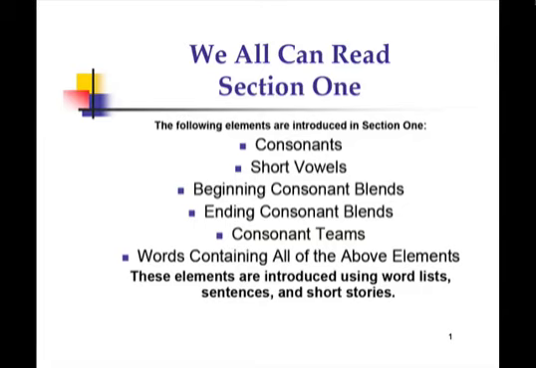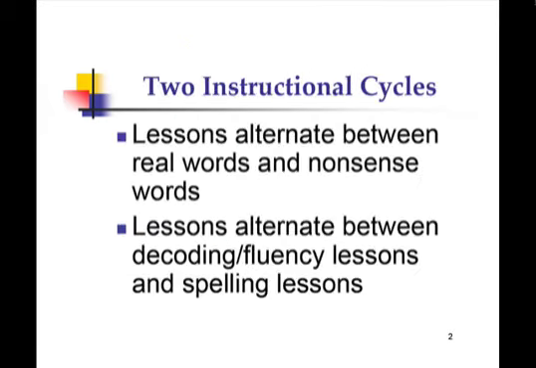In Section 1 of the We All Can Read program, we introduce consonants, short vowels, beginning consonant blends, ending consonant blends, consonant teams, and words containing all of the above elements. These elements are introduced using word lists, sentences, and short stories.